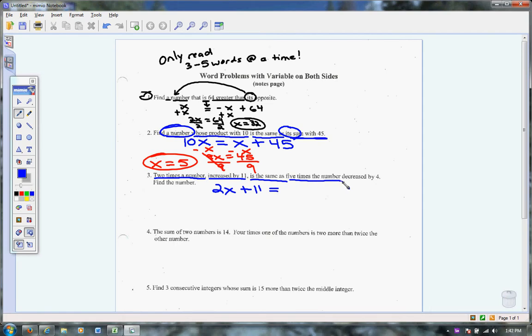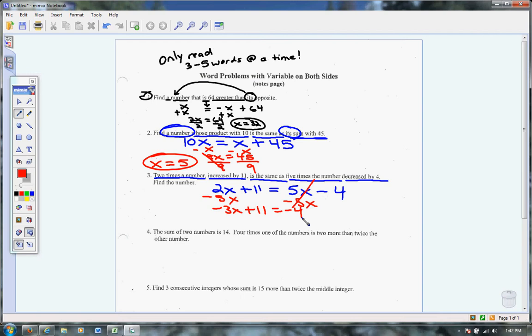5 times the number would be 5x. Decreased by 4 would be minus 4. So there's your equation. Now, we've been working with problems like this. First thing I need to do is get all my x's on the same side. And we want to do that using an opposite. So, did you say subtract 5x? Yeah. All right, we can do it that way. Subtract 5x. So it's the x terms on the right that go away because they're the opposites. So now I have negative 3x plus 11 equals negative 4.